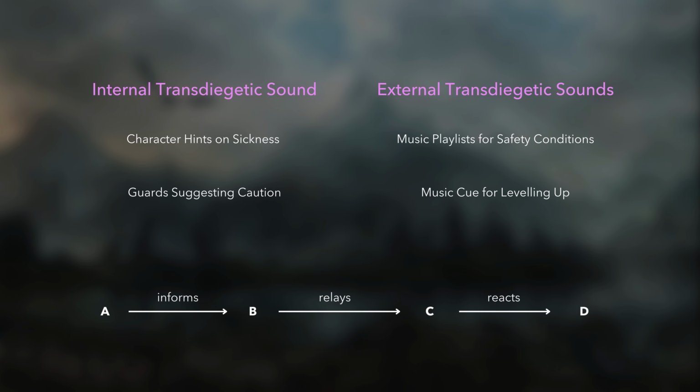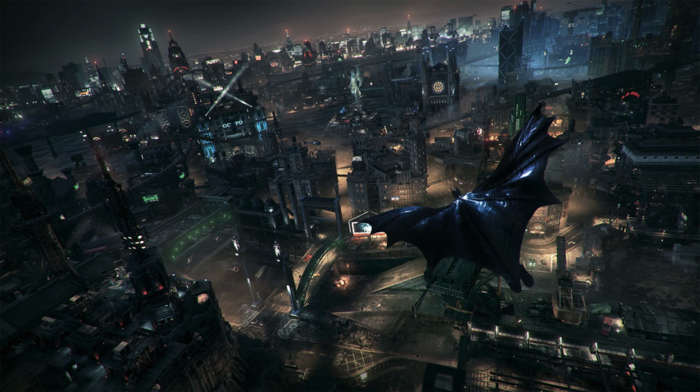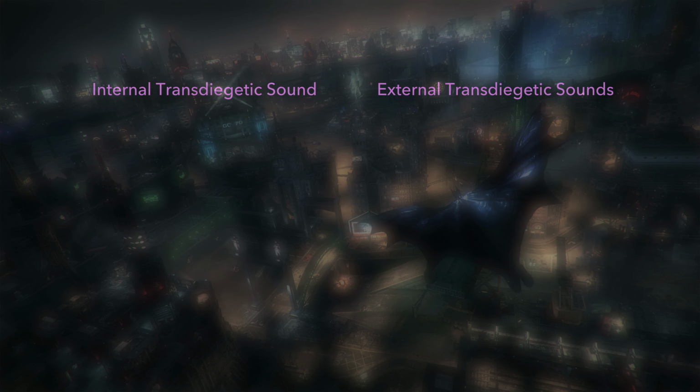Diegetic and non-diegetic sound cannot be properly divided here. And that is why transdiegetic sound exists. Whether it is sounds coming from within or outside the game world, there is a line that describes how all of these elements interact through metacommunication.